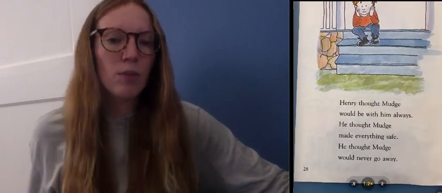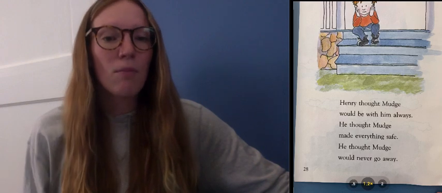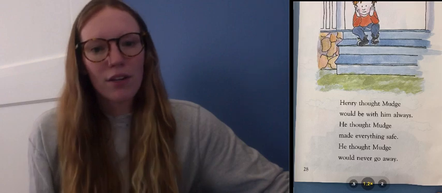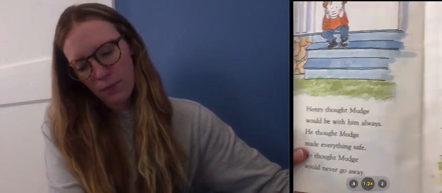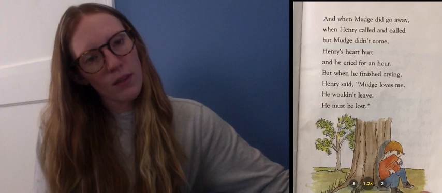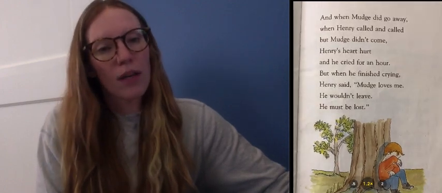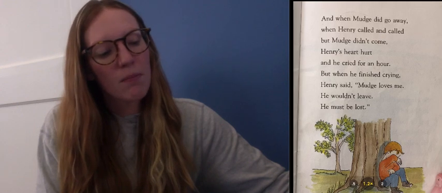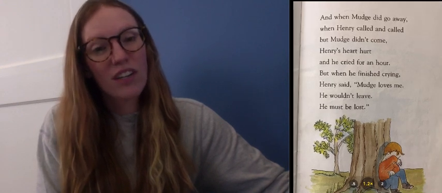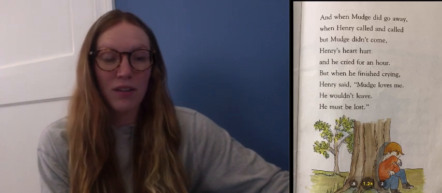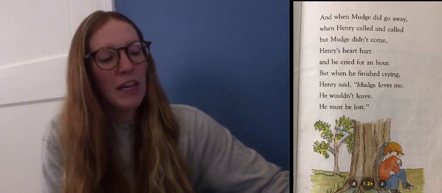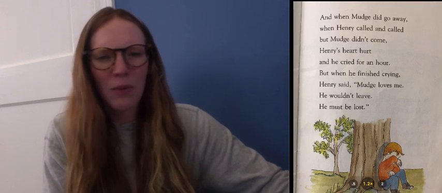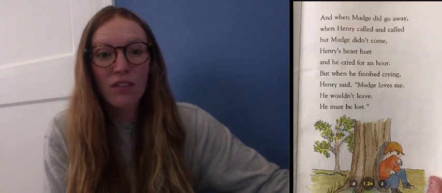Henry thought Mudge would be with him always. He thought Mudge made everything safe. He thought Mudge would never go away. And when Mudge did go away, when Henry called and called, but Mudge didn't come, Henry's heart hurt and he cried for an hour. But when he finished crying, Henry said, "Mudge loves me. He wouldn't leave. He must be lost."